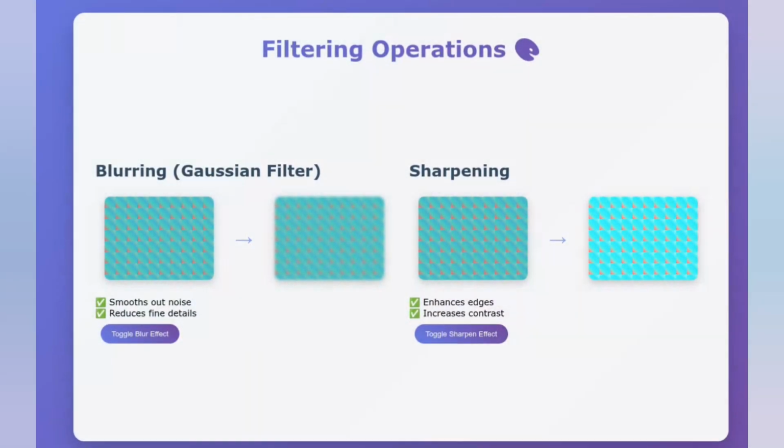Beyond these, basic filtering operations are also part of image processing. For example, blurring using a Gaussian filter can smooth out noise, while sharpening can enhance edges. These operations are often used as pre-processing steps or even as part of custom feature extraction.